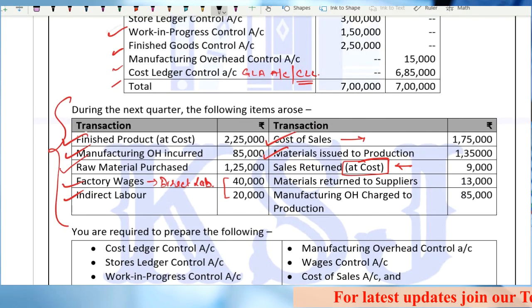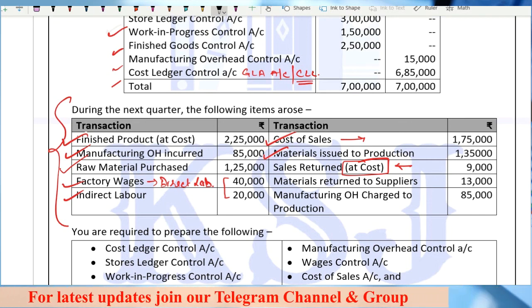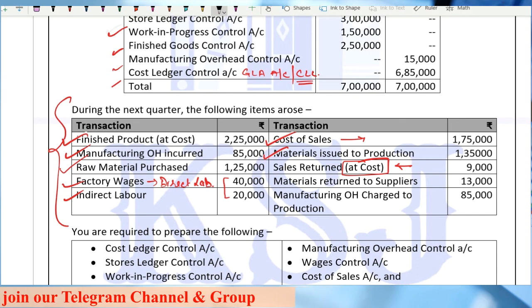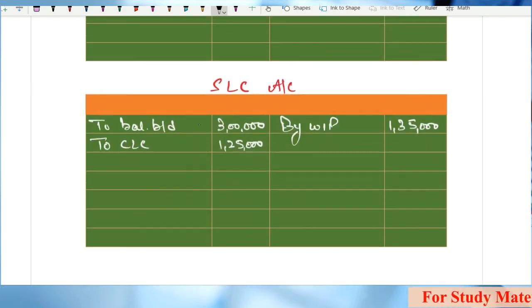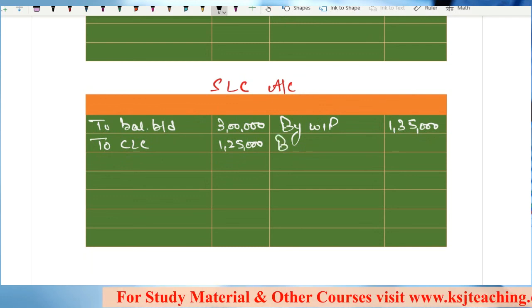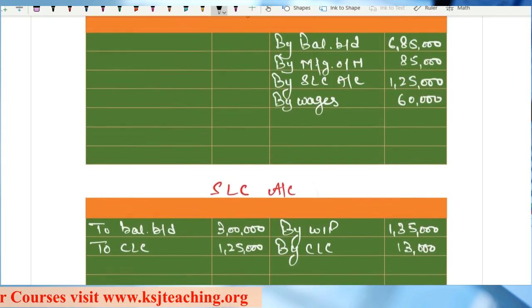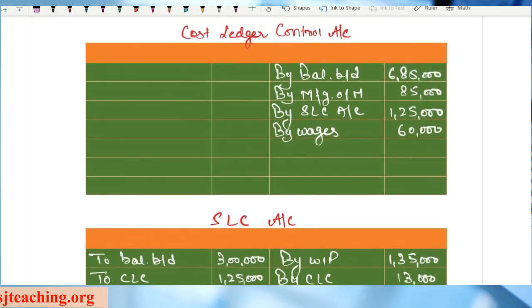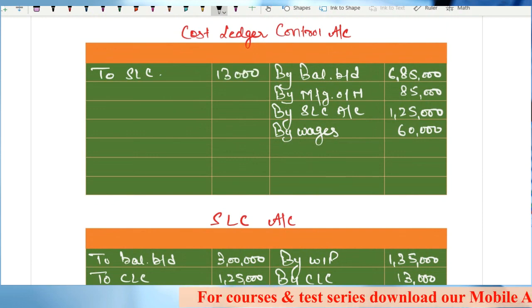Moving on. Next is material return to supplier 13,000. What is the entry for material receipt? SLC to GLA. Now return of 13,000 is GLA to SLC. So the entry will be in the SLC account by GLA 13,000, right? And here I will write to SLC 13,000. Clear?